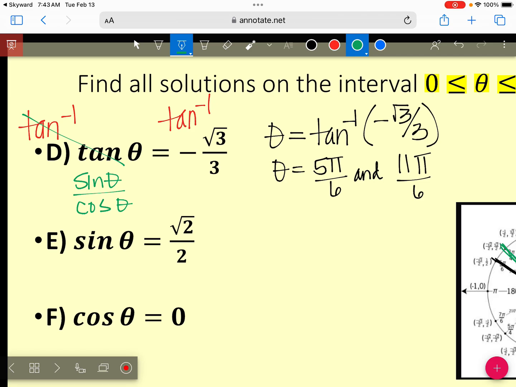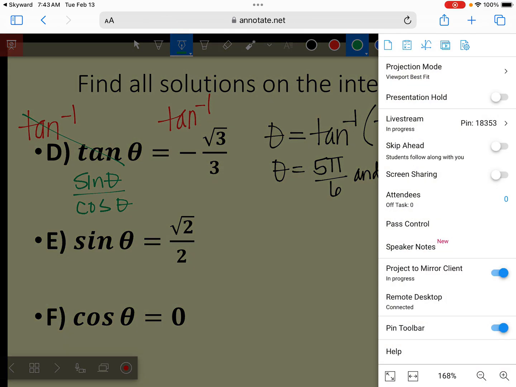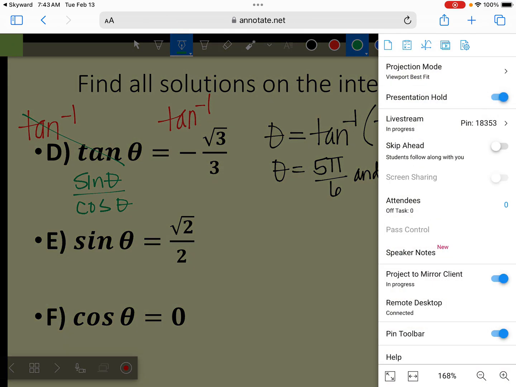All right, go ahead and do E. If you haven't already, do E and F. And then we'll compare our answers. So everyone should be trying to work through E and F.